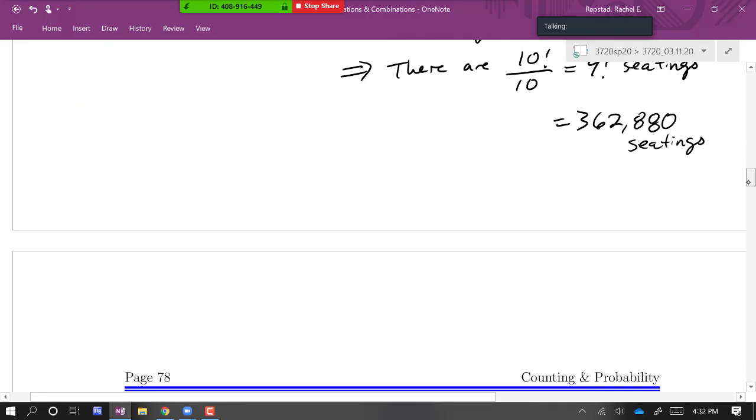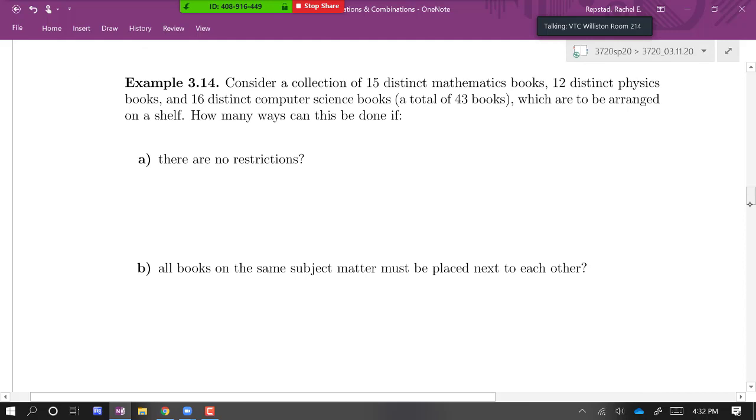Okay. Let's try another. More books on a shelf. We've got a collection of 15 distinct math books, so they're not just 15 of the same book. Same for physics, 12 physics books, 16 computer science books. That gives us a total of 43 books altogether, and we want to put them on a shelf. We want to figure out how many ways we can do this if there are no restrictions. Like any way I choose to throw all of these books on the shelf is fine.